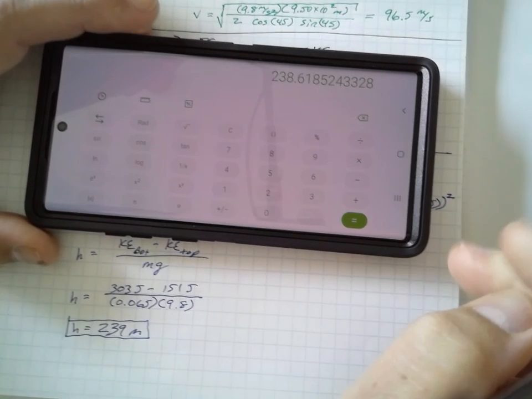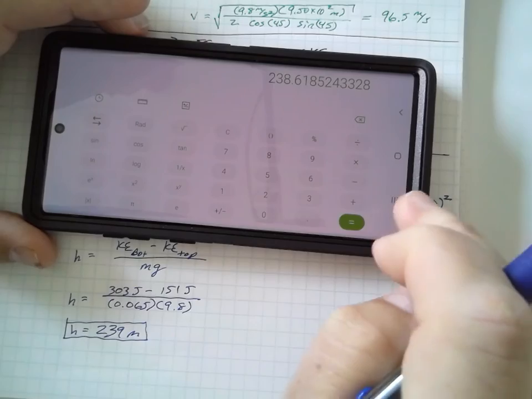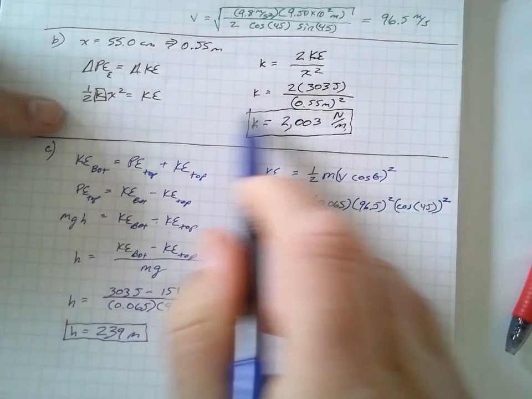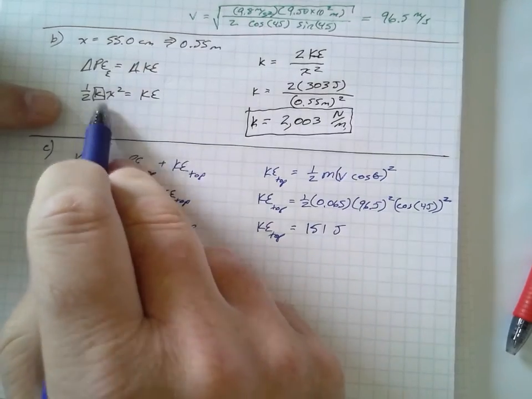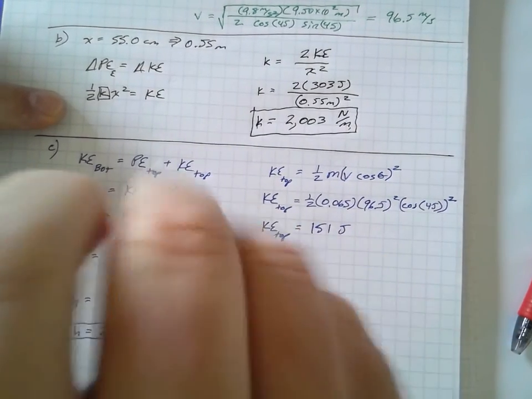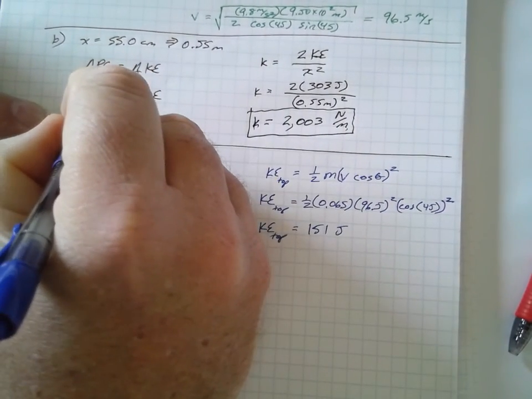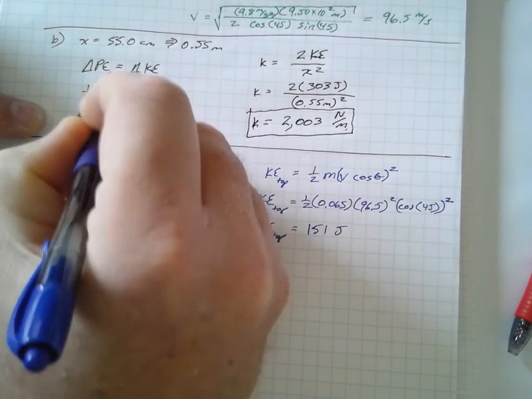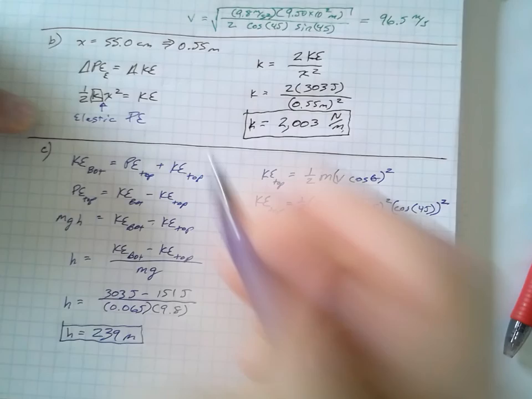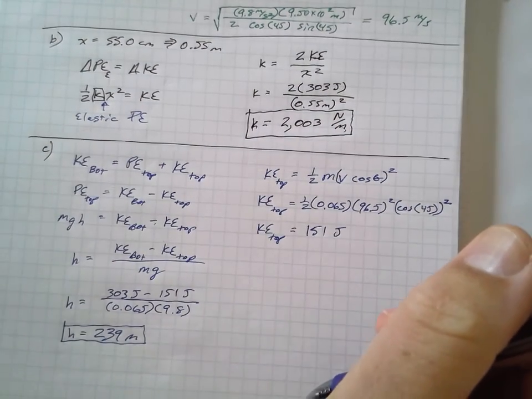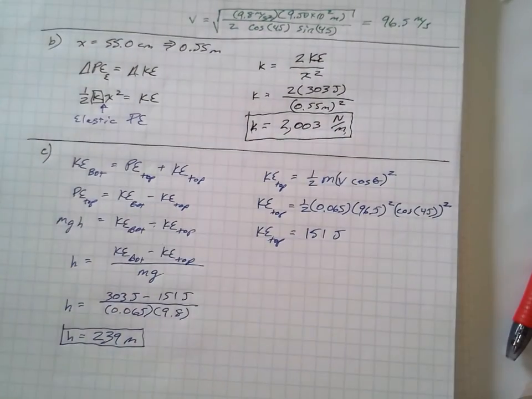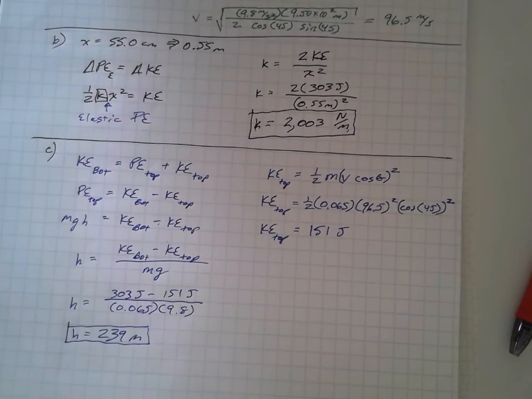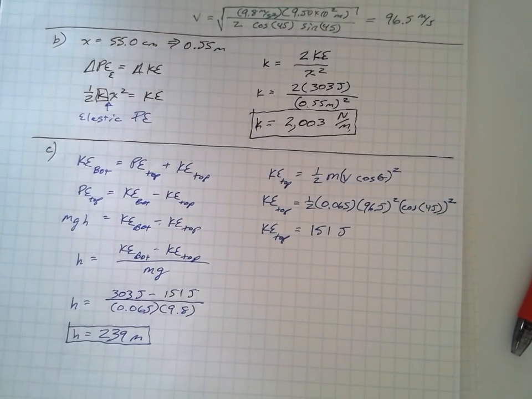All right, so that is how we do that. This B portion is the elastic potential energy equation right there. And so that you will need for problem number 9. Okay, also. All right. Well, good luck with all the rest of them.